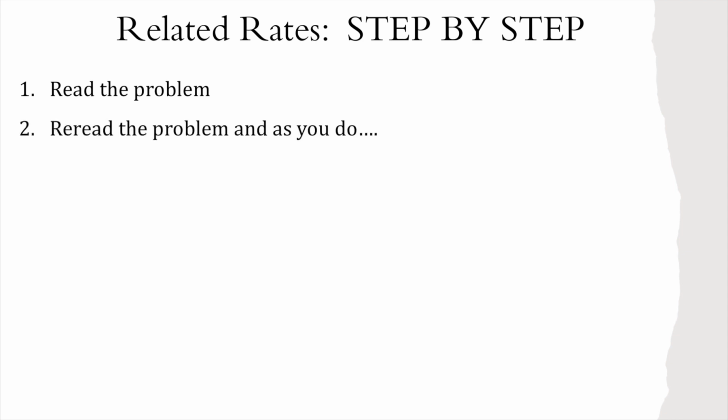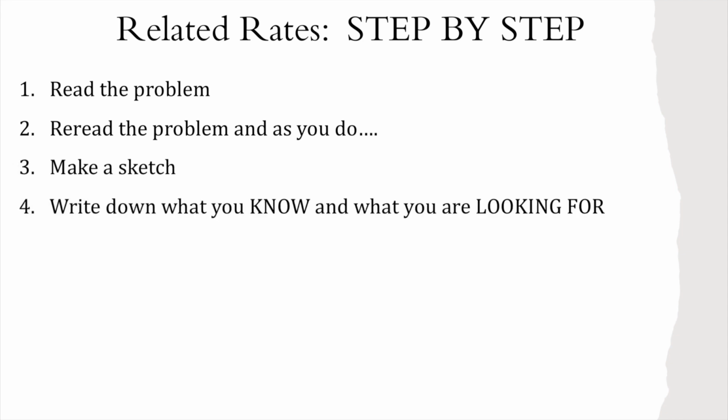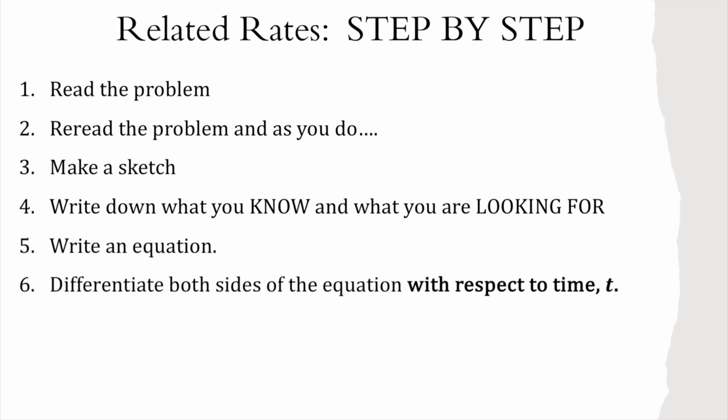So here's your step-by-step guide on how to attack a related rates problem. Step 1, read the problem. Step 2, reread the problem, and as you do, make a sketch, write down what you know and what you're looking for. Write an equation. Then differentiate both sides with respect to time, substitute known values, and solve.